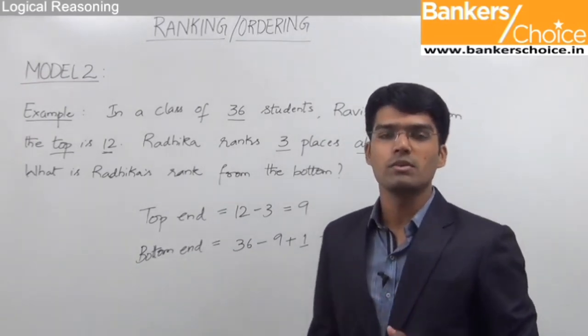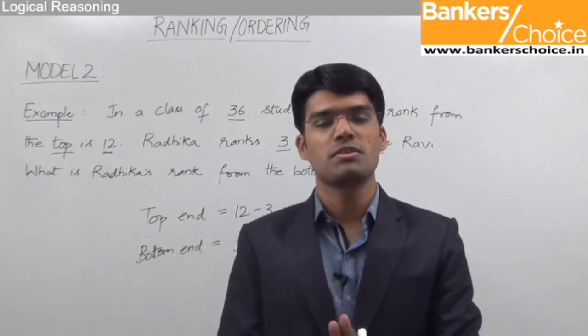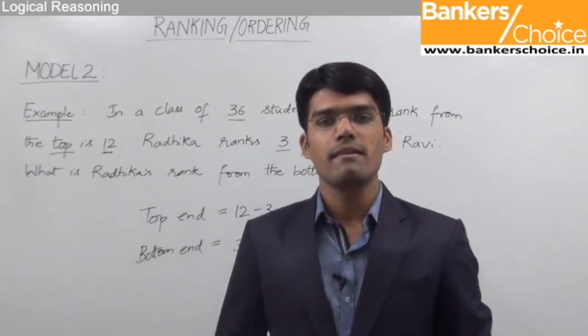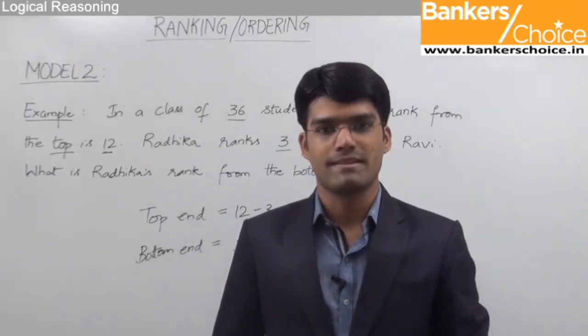So this is how we can use the second model in finding out the position of a person from the other end when we know the position from one of the ends.